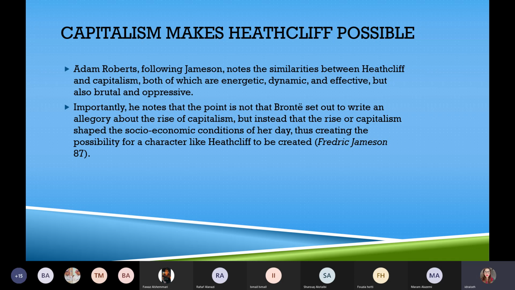He notes that the similarities between Heathcliff and capitalism are interesting. You cannot ignore these. We said that capitalism, when it was first kicking into gear, was really energetic and dynamic and effective, but also brutal and oppressive. I mean, that's the nature of capitalist modernization.